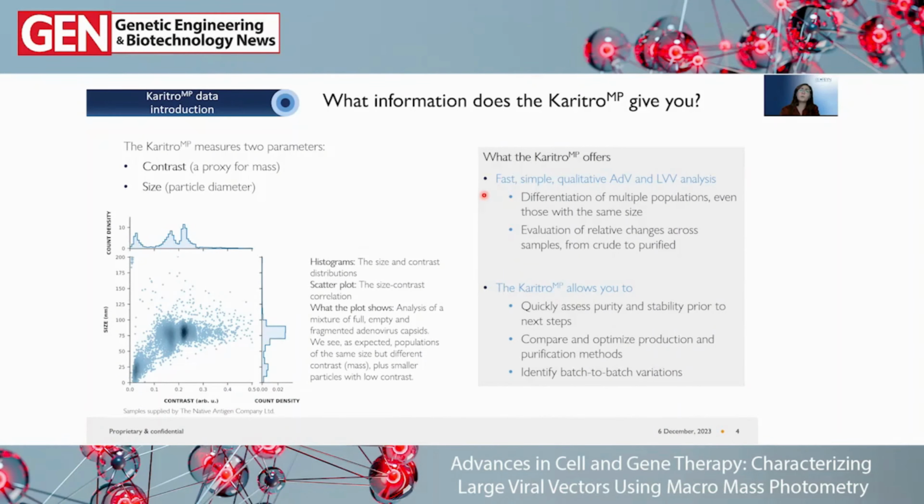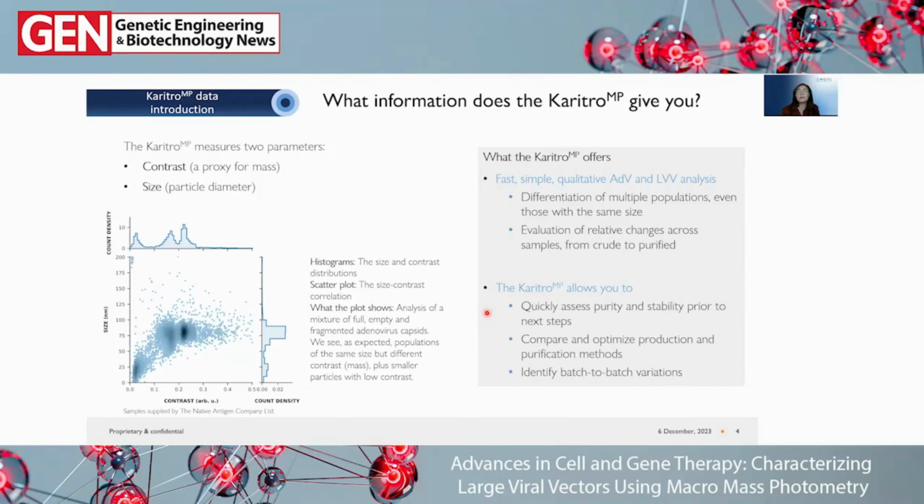You can also look for relative changes between samples in process, so we are able to distinguish from crude to purified samples. And you can use this information to quickly assess the purity and stability of the samples before taking a decision on the next step very quickly. This technique is quite good to look for differences and similarities, and therefore compare different data sets. So you can use this to optimize production, purification methods, and also to assess batch-to-batch variability.